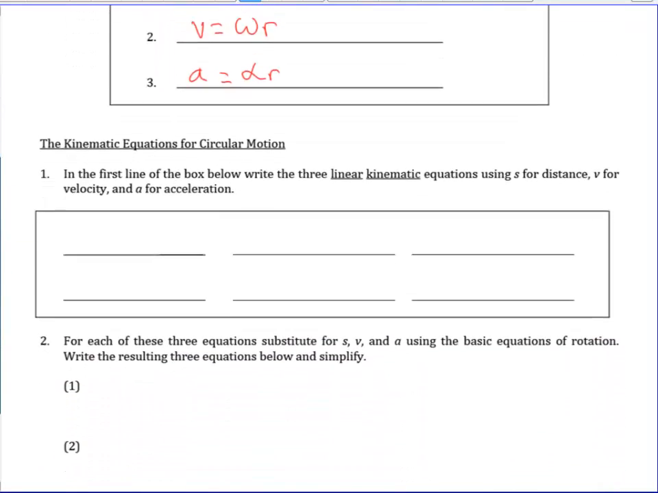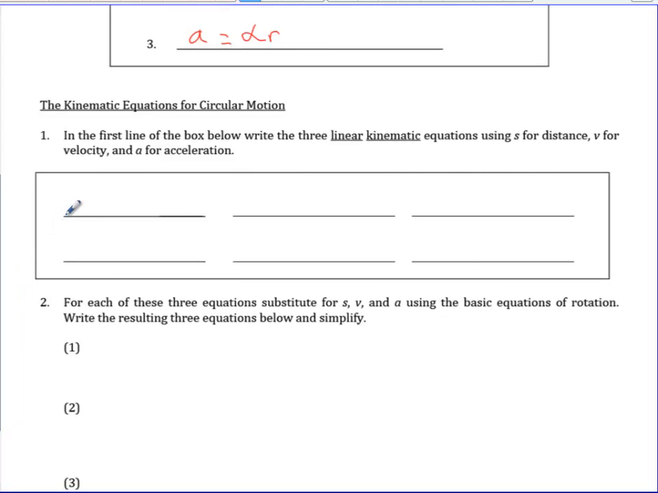Alright, in the first line of the box below, write the three linear kinematic equations. The first one, v equals v naught plus at. The second one, x equals 1/2 at squared plus v naught t plus x naught. And the last one, v squared equals v naught squared plus twice the acceleration times the change in position. For each of these equations, substitute s, v, and a using the basic equations of rotation.